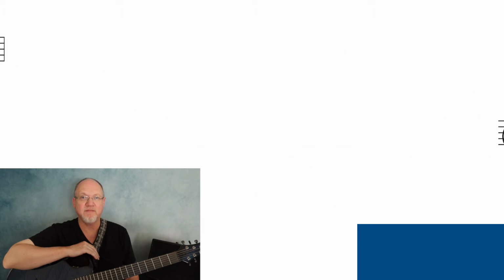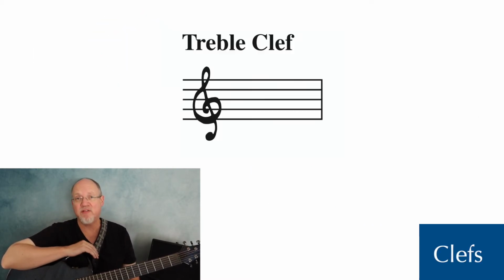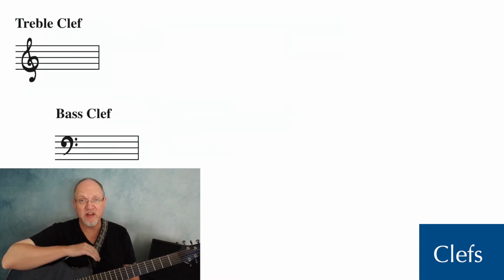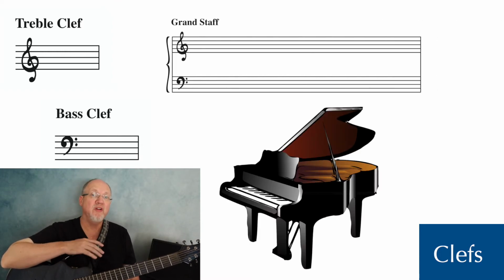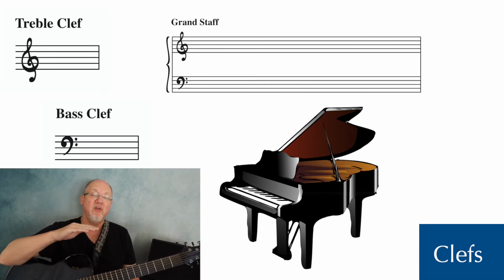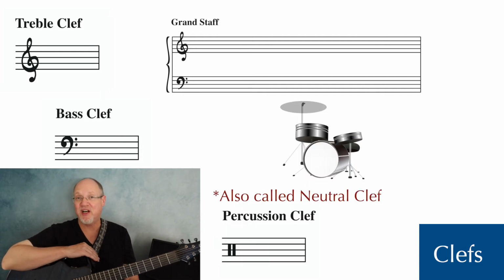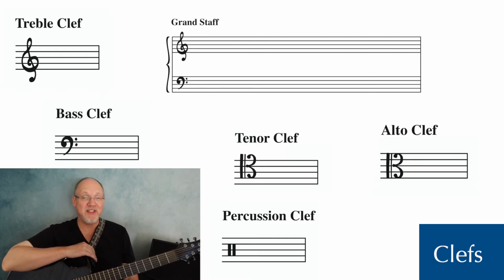That thing at the beginning of the staff is called a clef. Specifically, it's called a treble clef, which is for higher sounding instruments. There's also a bass clef for lower sounding instruments like a trombone or an electric bass, and a piano has a really wide range, so a piano actually has 2 staves connected called the grand staff, with the upper staff written in treble clef and the lower staff written in bass clef. There's also a percussion clef for percussionists and drummers. There is an alto clef for viola players. There is a tenor clef for cello players.